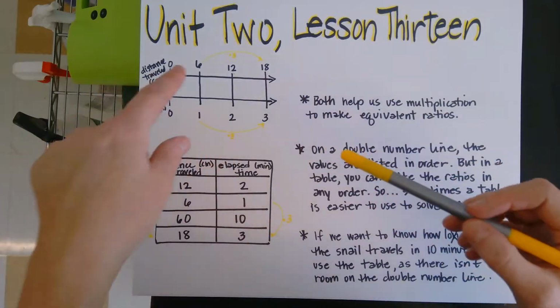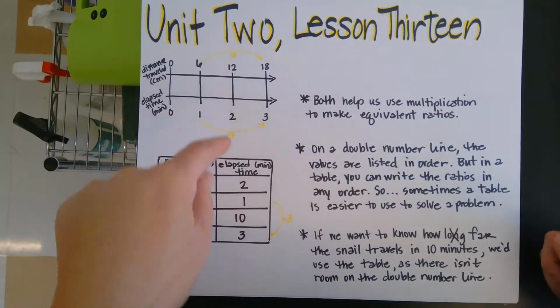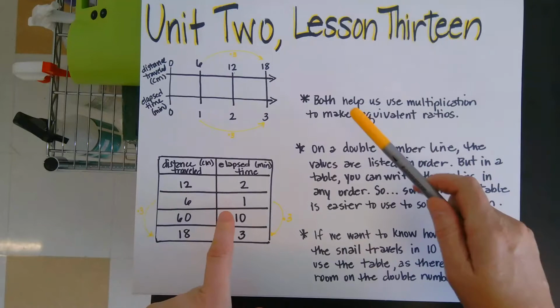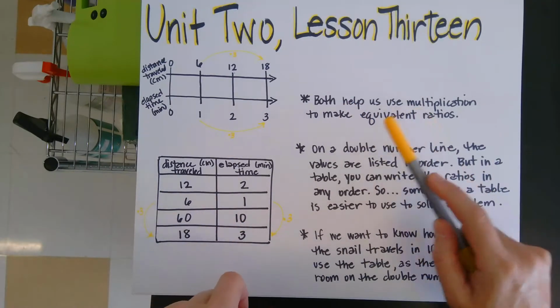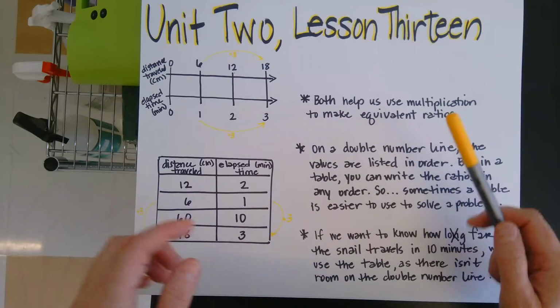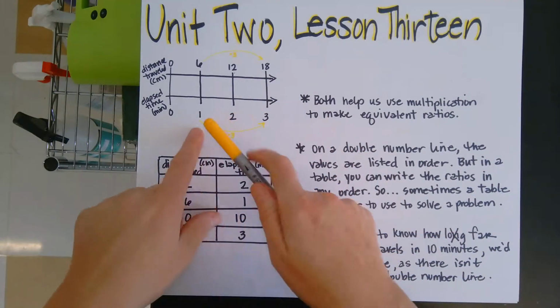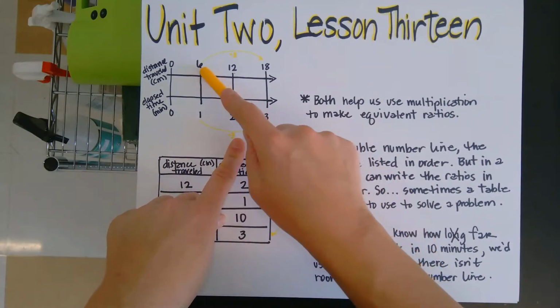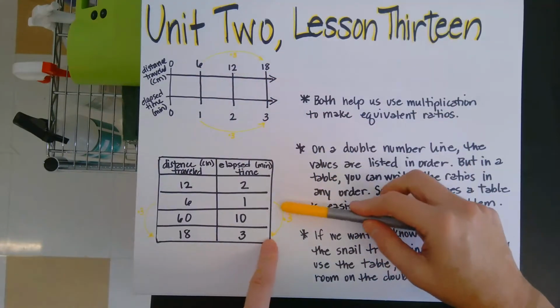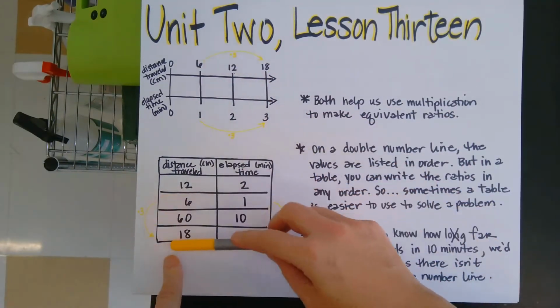So we know that both of these representations, the double number line and the ratio table, they both help us to use multiplication to make equivalent ratios, right? So for example, I can multiply my 1 here times 3 to get 3, and my 6 times 3 to get 18, and I would do that same thing here in this table.